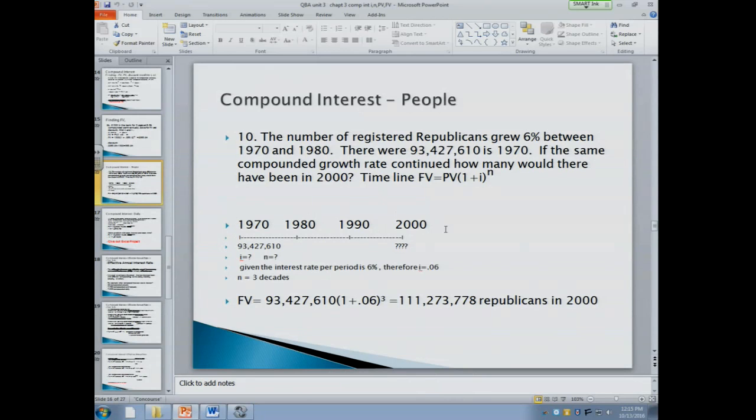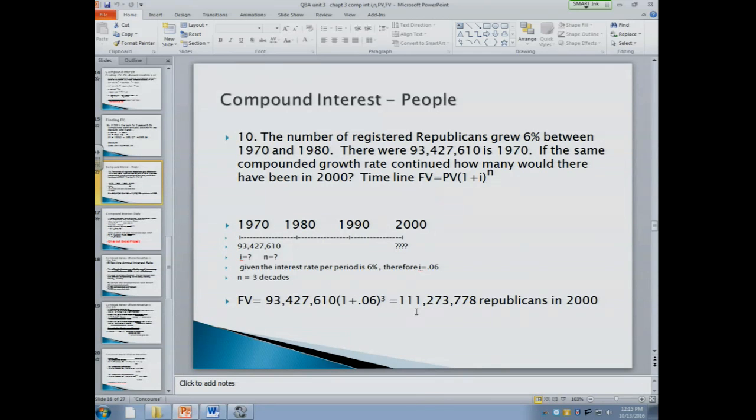So if we're looking at 3 decades, N is 3. Since we said 6% growth rate, and I'm not sure if that's on your handout as 6%, I is 6%. So we have our present value, 6% raised to 3. So we can predict 111 million Republicans. And this kind of emphasizes how you can be a little bit unethical reporting data.